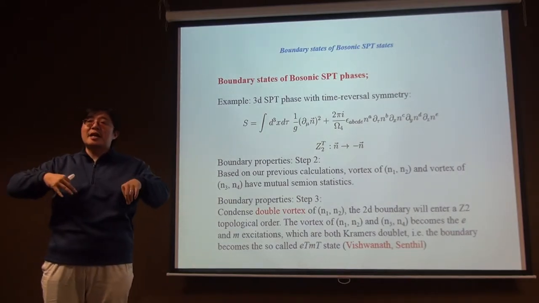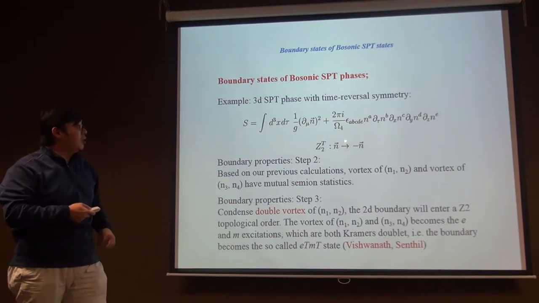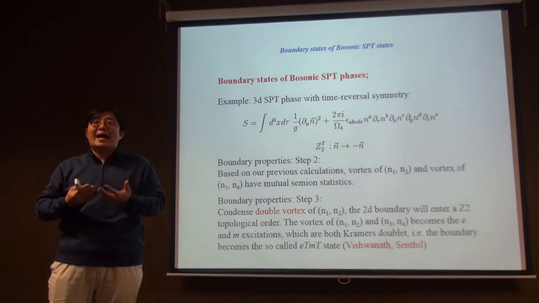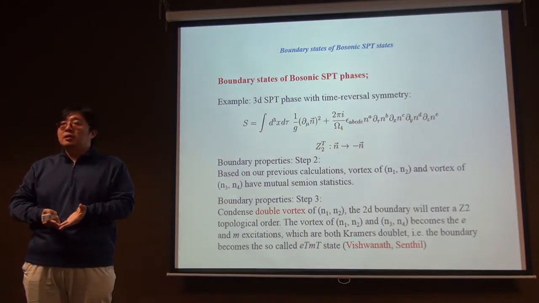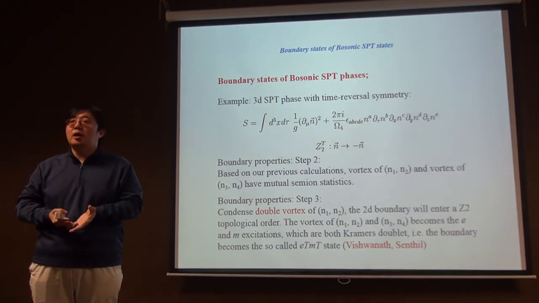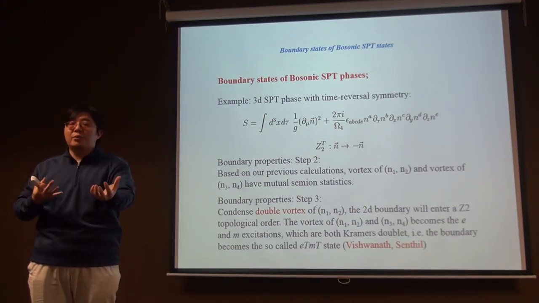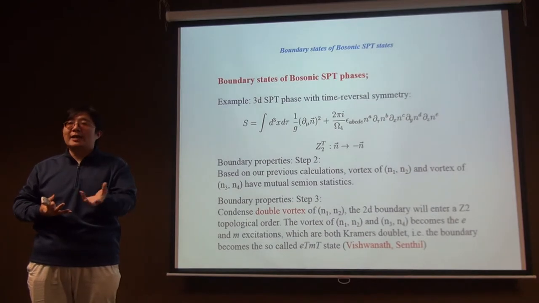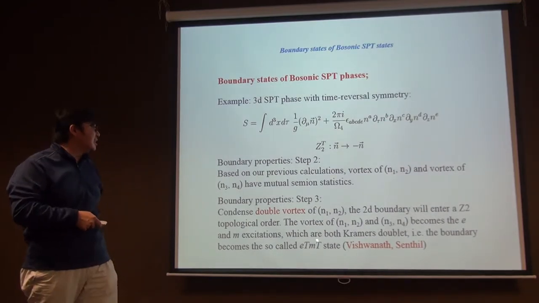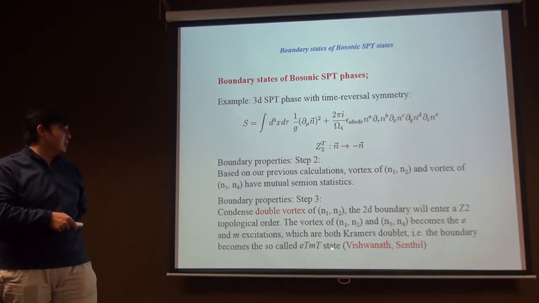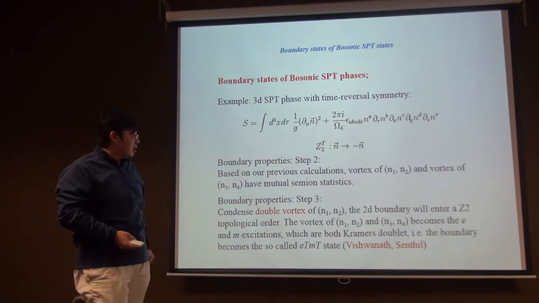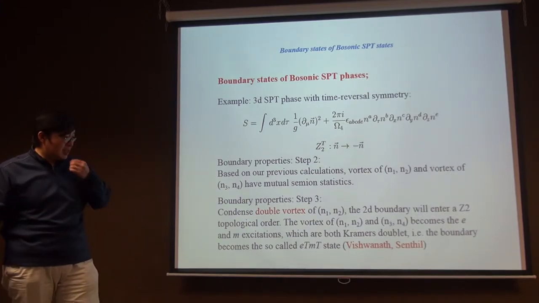This means that at the boundary, if I disorder the vector n, the most natural state I will enter is the Z2 topological order, and the e and m both carry a Kramers doublet. And this state is called the eTmT state. This word was first invented by Chenjie Wang and Xu.